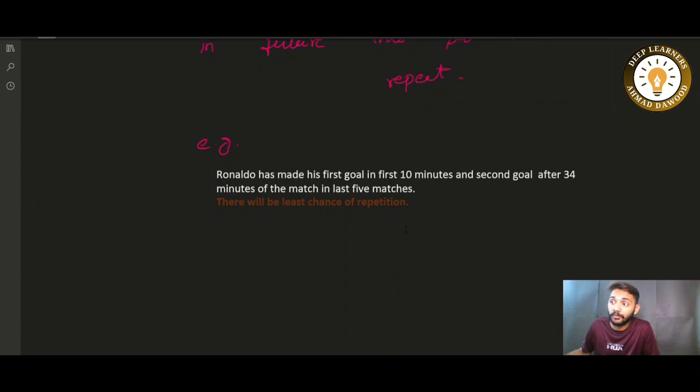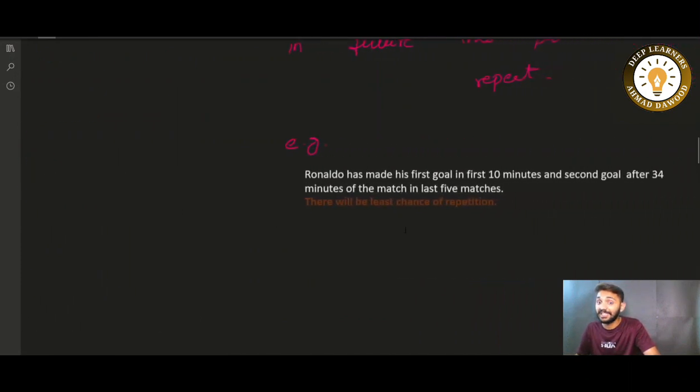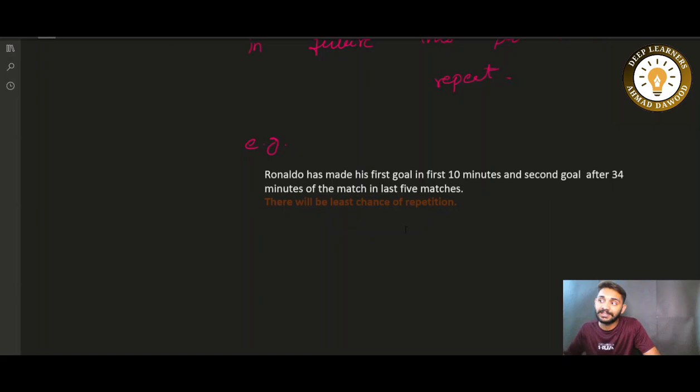Now if I ask whether in future matches Ronaldo will again follow that pattern, that he will make his first goal in the first 10 minutes and second goal after 34 minutes of the match, you will say this statement can be repeated, but there is very little chance that this trend will repeat in the future. Because you are overestimating the data that you have now, you are also capturing some exceptions.